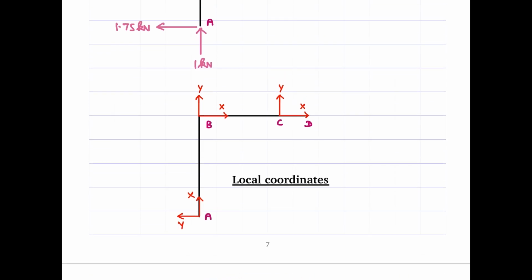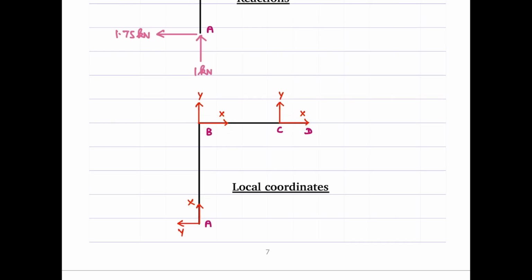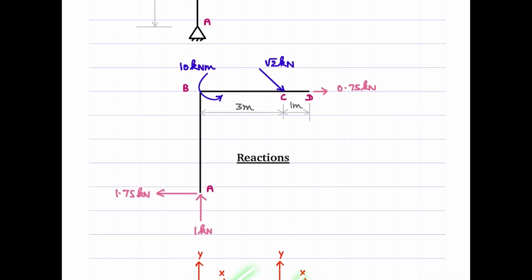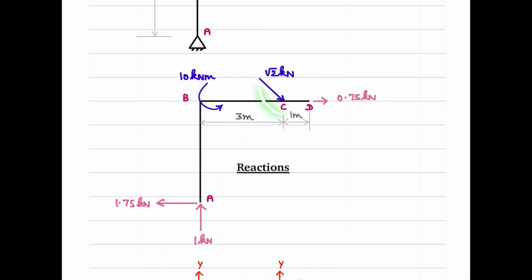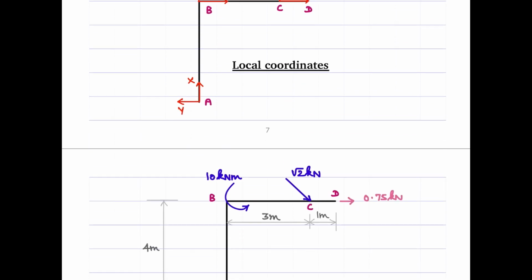Then the local coordinates are shown the way marked here. So x, x, x. We consider three members here, AB, BC, and CD. Because we have a constant load acting here, it is essential to make a cut here and then consider it as two members, BC and CD. Fine.